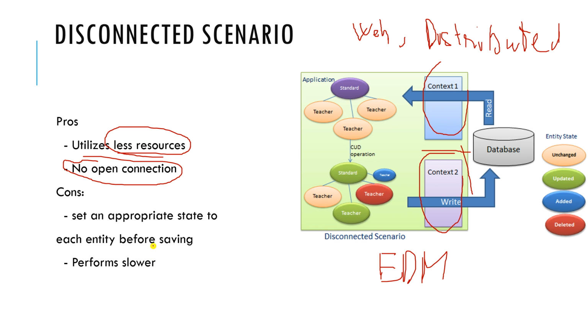But it also has two disadvantages. First, we must set the appropriate state on each entity before saving. Since they don't keep the connection, they must know what the state is. And second, its performance is often slower than the connected approach.